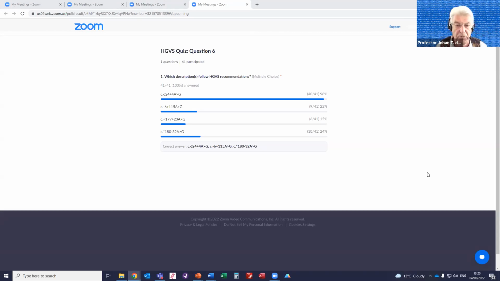and there can of course be an intron in the 5' or 3' UTR. The only answer which is not correct is answer 3, because there will never be a c dot plus and then a number used in HGVS nomenclature. Great, thank you.